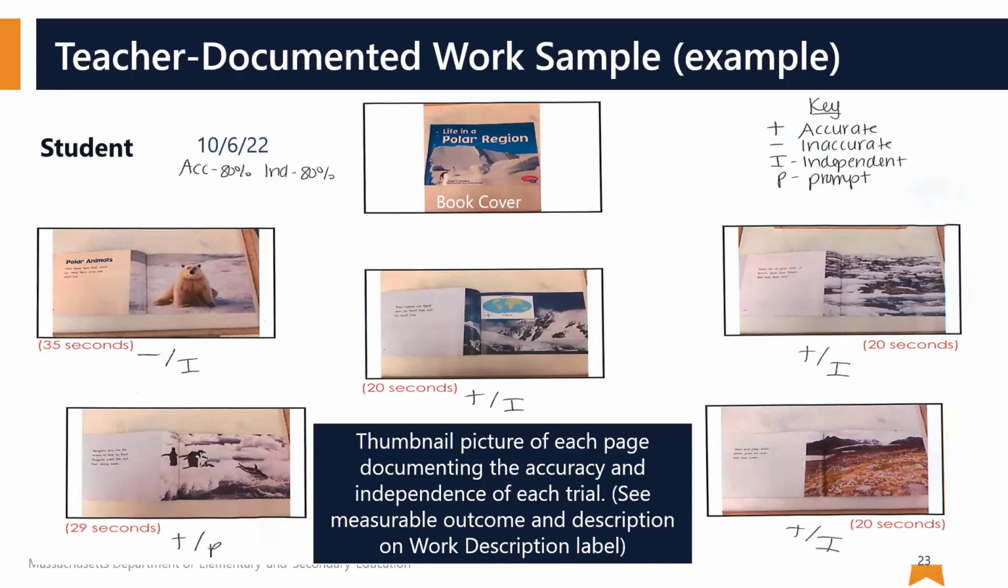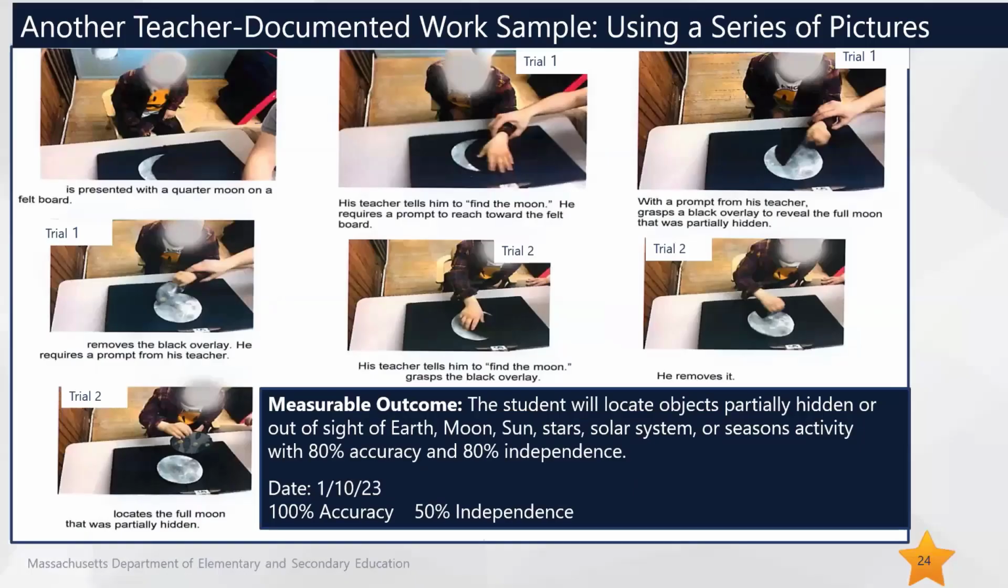So I don't think I would have had that information if I wasn't really clear on how I had made those teacher documented work samples to actually show what the choices were that Caroline had been making. Here's another work descriptor, another way that you can document student progress.